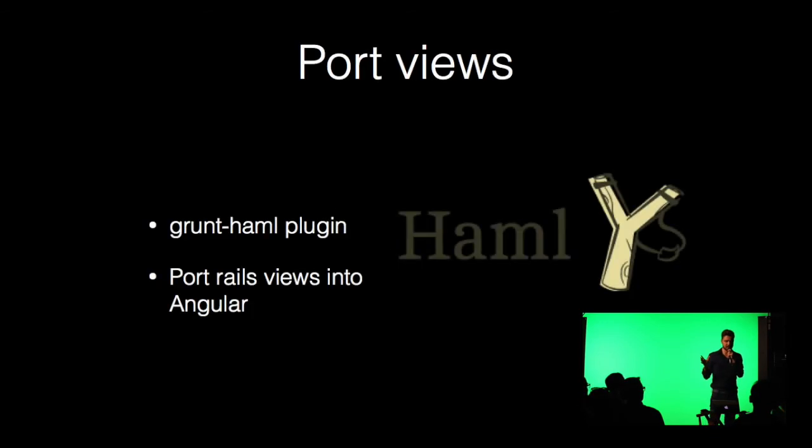So now we have some work to do. When we started doing that, we basically had a scaffolded JavaScript Angular app on one side and a fat Rails app on the other. The first thing we had to do was port all the views from Rails into our new Angular front-end app. Thank God there's this awesome plugin called grunt-haml. We just plug it in. We didn't need to translate our Haml templates into anything else. We just ported them as is, and we got all the views ported into Angular.